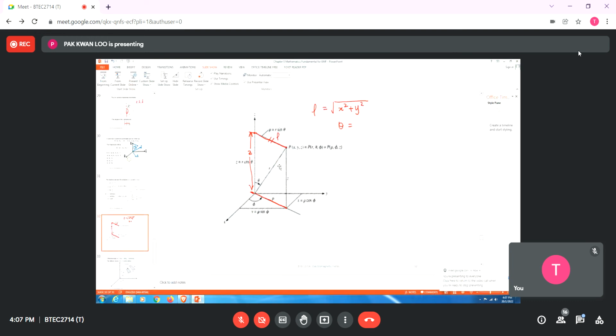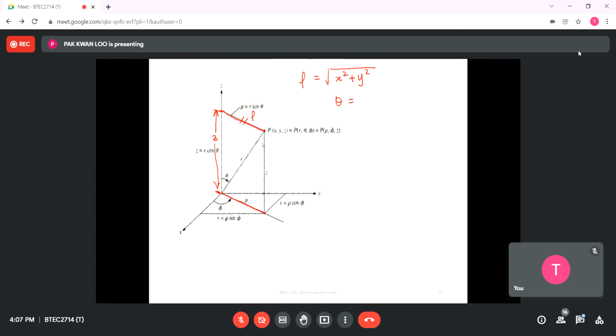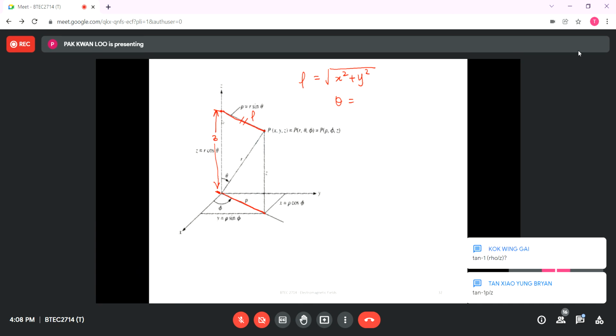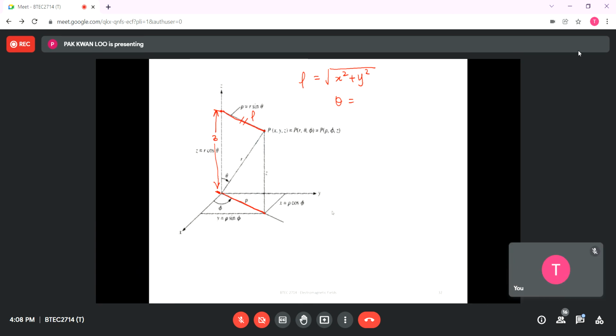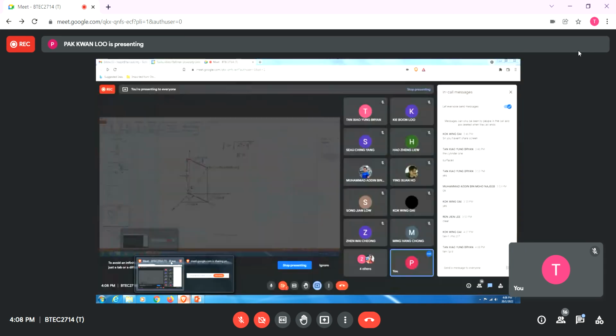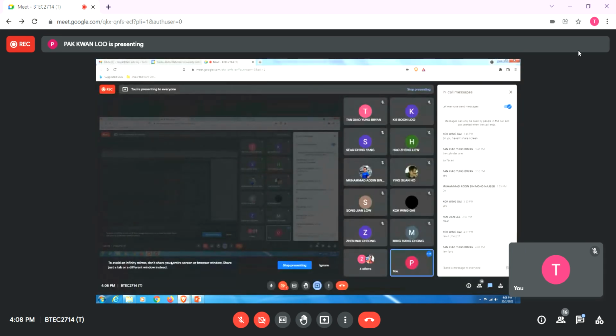According to this diagram, I have provided you the length z, okay, and also rho, right? So let's say we define that this length here is rho. As I mentioned, this triangle is right angle. So what is theta, to be expressed in terms of z and rho? Yes, correct. Arctangent rho over z. Yes.